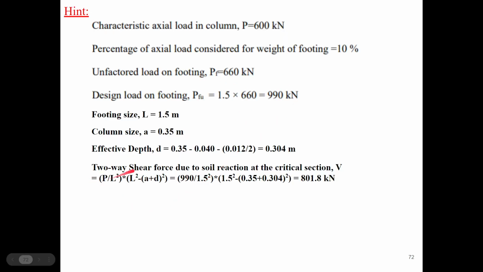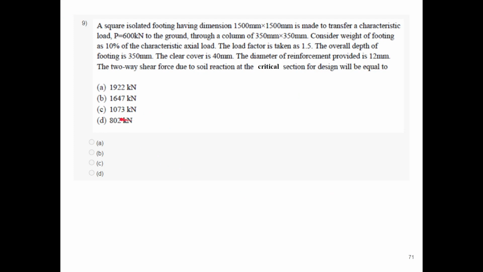So that is the two-way shear force due to soil reaction at the critical section. V is equal to P by L square into L square minus (A plus D) whole square. So that is the formula, right? Substituting the values, we get the answer as 801.8 kilonewton. So that is close to 802, right? So D, 802 kilonewton, is the right option. As you can see, D, 802 kilonewton, is the correct option.